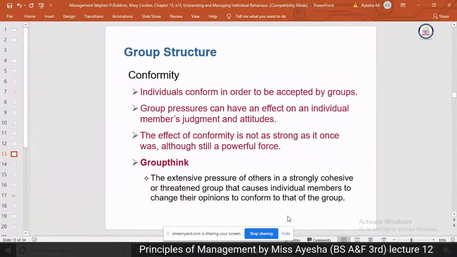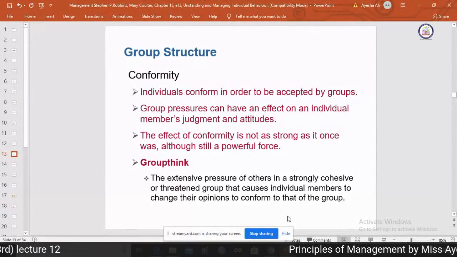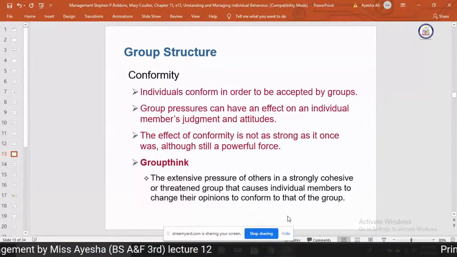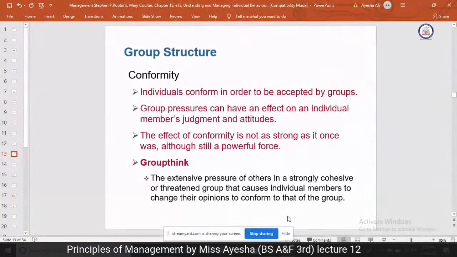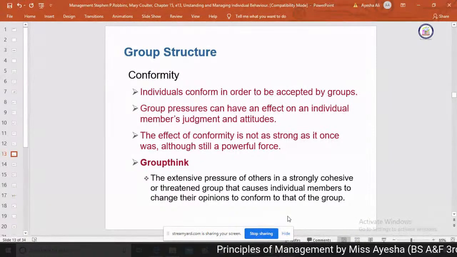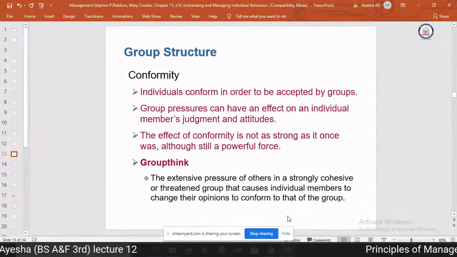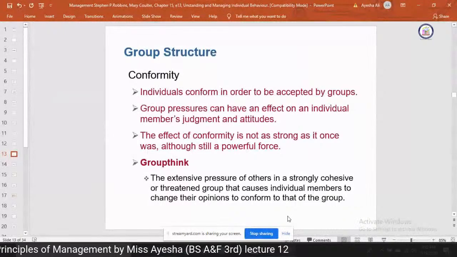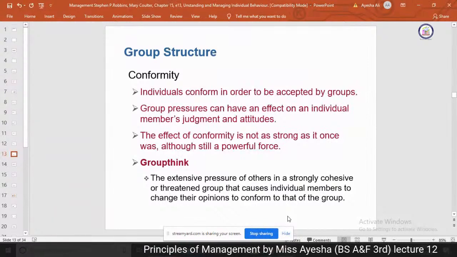How much pressure we are facing from the group members also affects our judgment and attitudes about our group. If they are too friendly, we judge them as friendly people, more polite and good people. But if they are harsh and giving orders all the time and using abusive words, we are judging them poorly. So this is also something which comes in the group structure. And the effect of conformity is not as strong as it once was, although it's still powerful. So it's not a very important thing, but still it's a very powerful force, because we are working with people and their behavior, attitude, and their acceptance matter a lot.